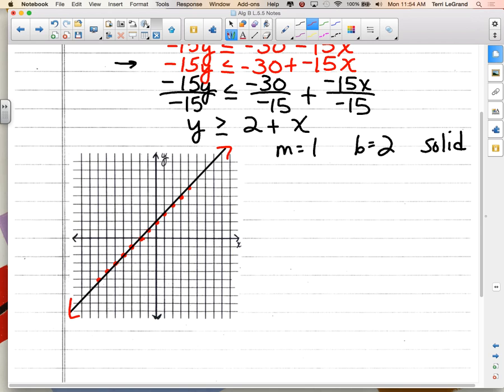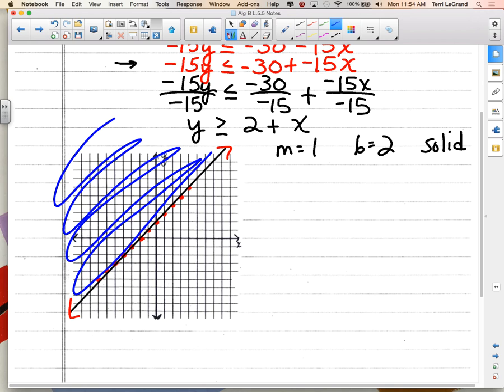So here's where we think it should be shaded. Don't shade it yet, but pick a point from that region somewhere. Pick your own test point. Put it on the graph and test it. Write it down. What's your ordered pair you're testing? And then test it out.